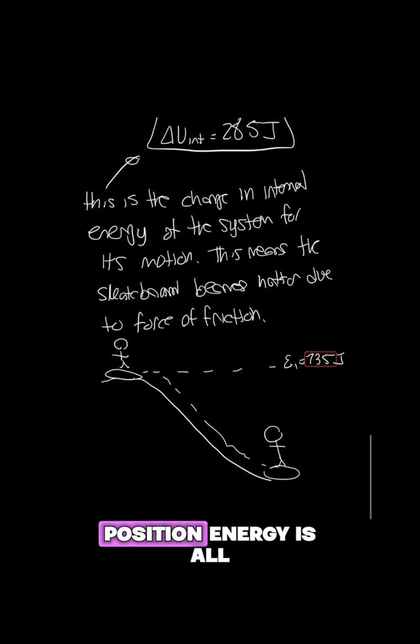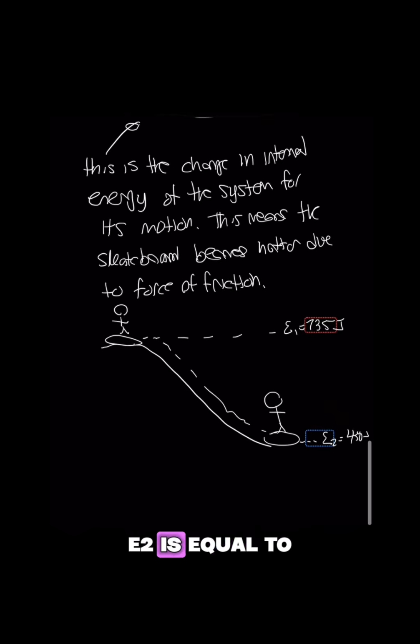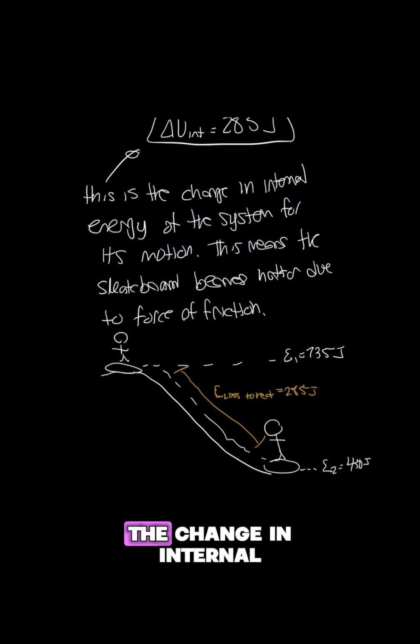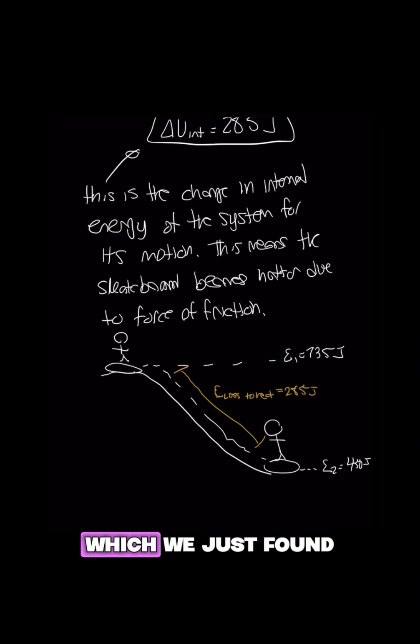And then at our final position, energy is all kinetic energy. E2 is equal to this. From his motion from E1 to E2, the friction force makes the guy lose this amount of energy, and it's converted into the change in internal energy of the system, which we just found. And we can note if we add all these, they sum up to 0, so energy is always conserved.